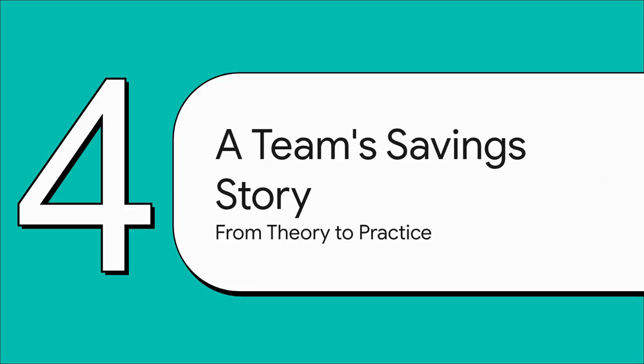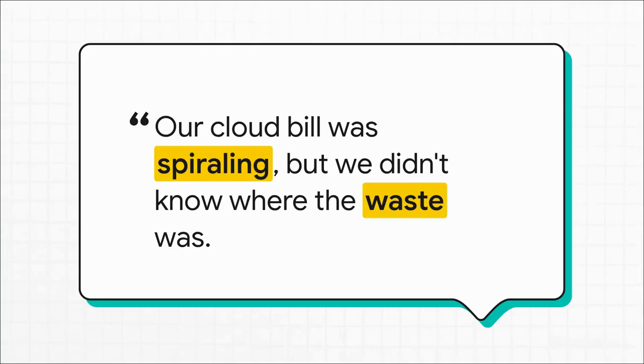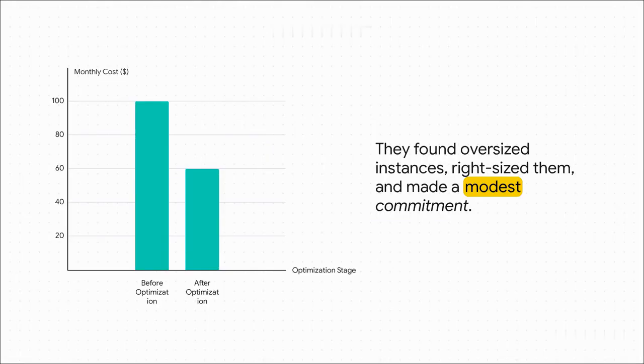Now, all this theory is great, but what does it actually look like in the real world? Let's take a look at a quick story from a team that actually put all this stuff into practice. This is a quote from a real team lead, and man, does this sound familiar, right? They had that classic problem. The bill just kept going up and up every single month, but where the money was actually going felt like a complete black box. They knew they were wasting money, they just couldn't see where. So what did they do? They followed that 3-step plan we just talked about. They dove into Cloud Monitoring, they found all their oversized instances, and they right-sized them. Then they looked at their baseline, the servers that are on 24/7 no matter what, and they made a pretty modest commitment.